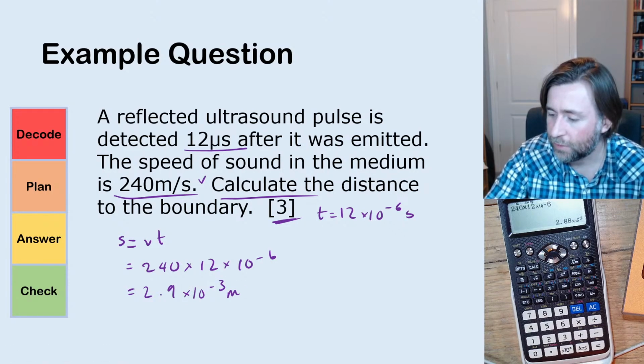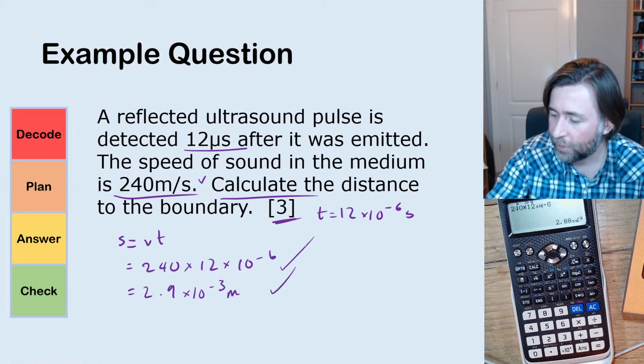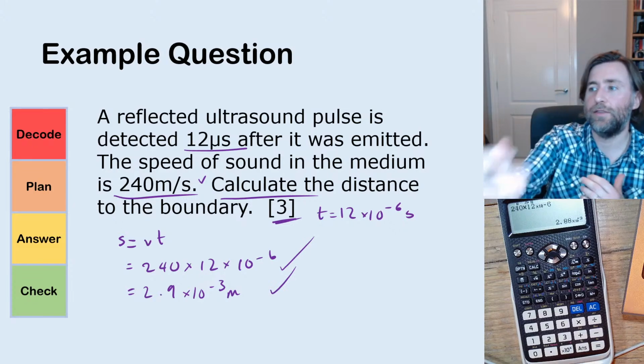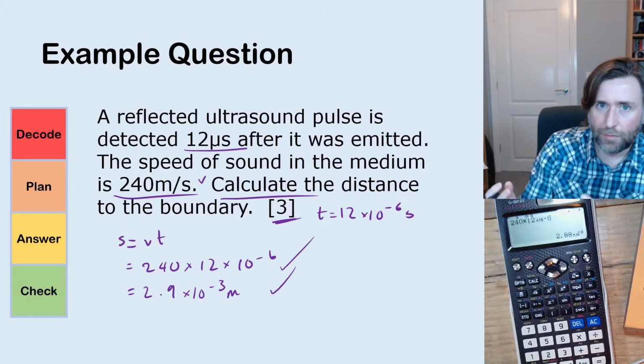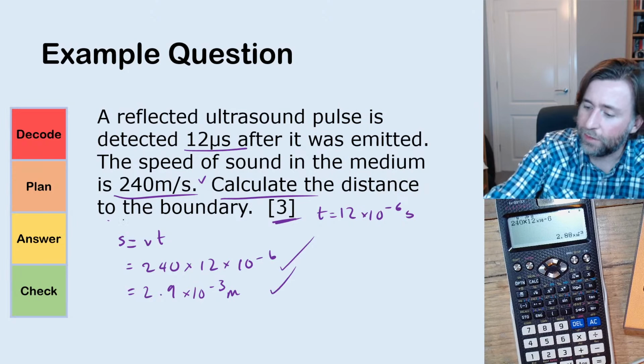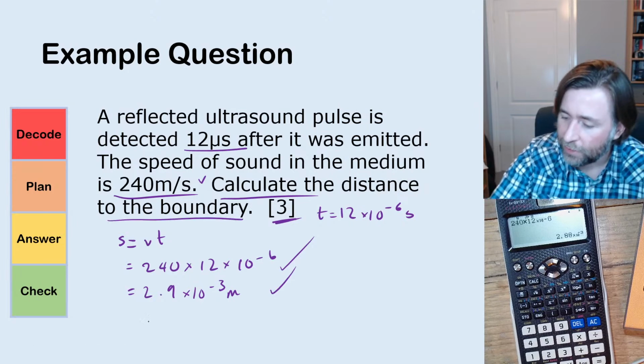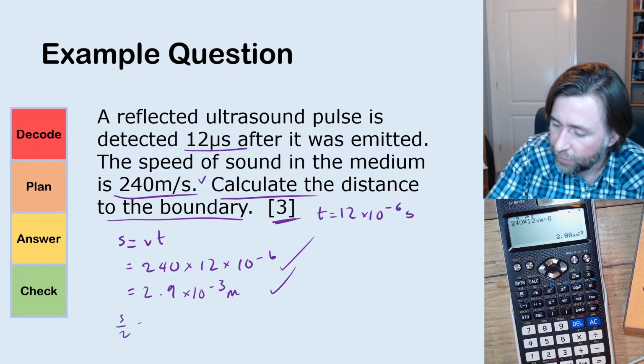How many marks have I got so far? Well, I've done distance is speed times time, substituted numbers in correctly, got my correct answer there, but that's the distance the wave has gone there and back. I didn't want that. I wanted the distance to the boundary.